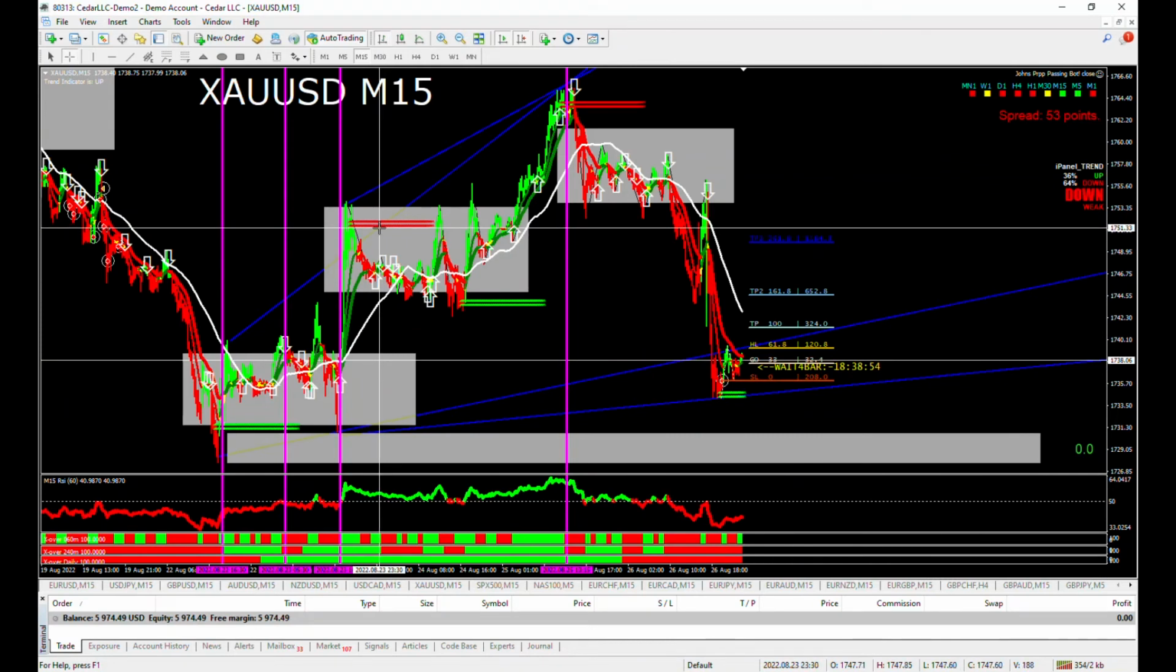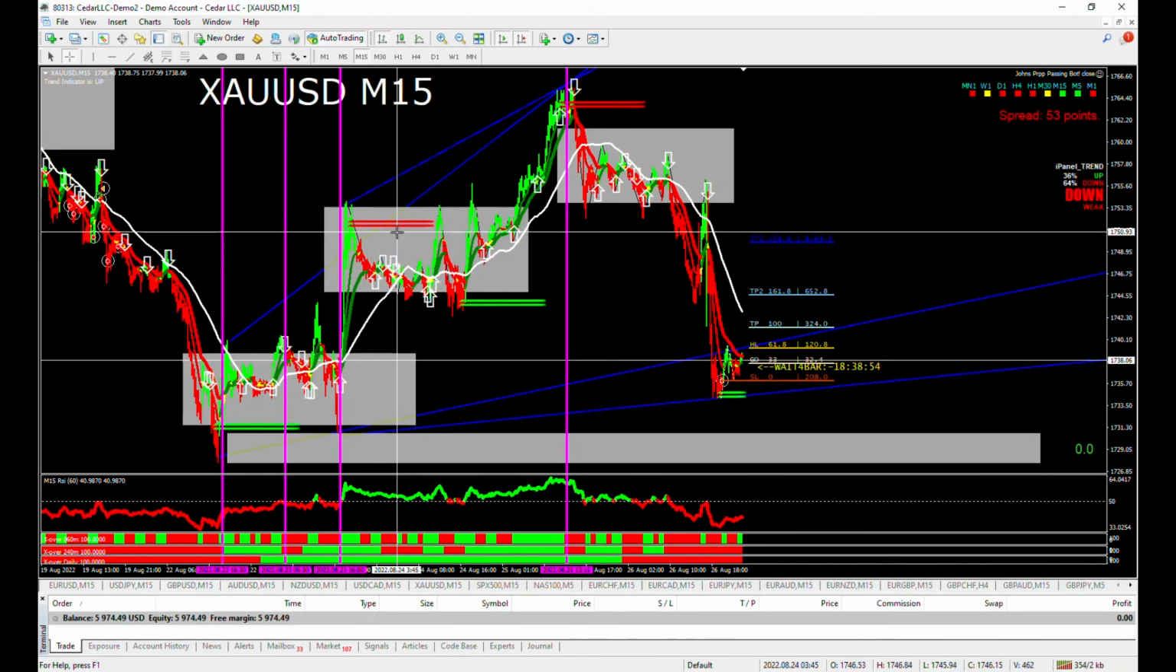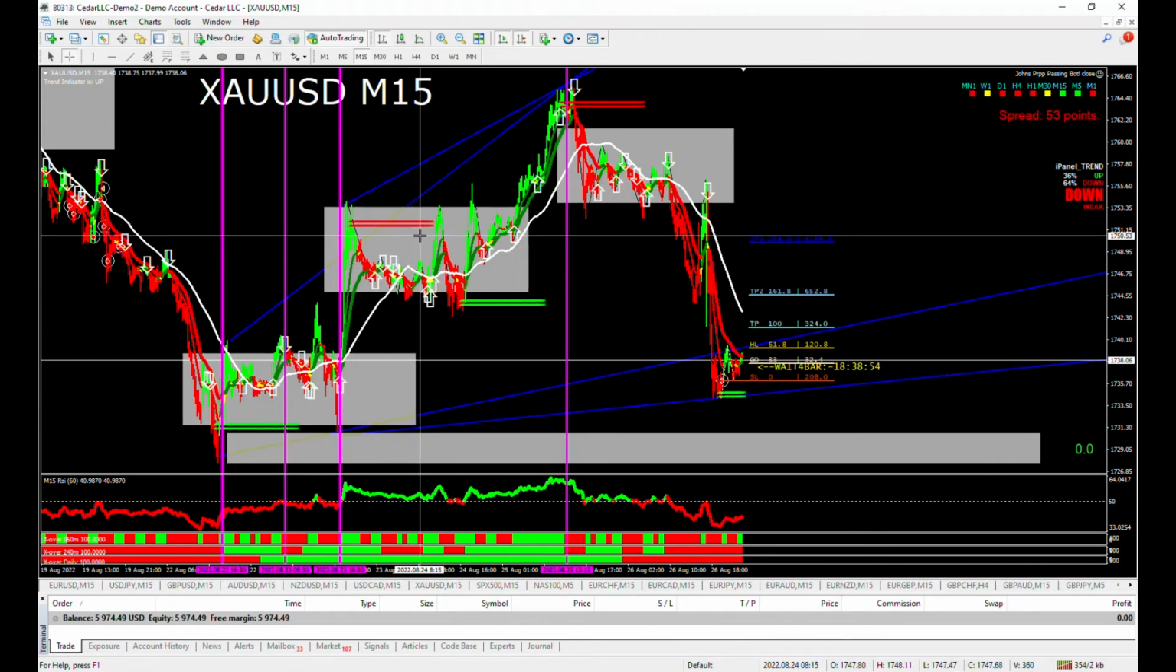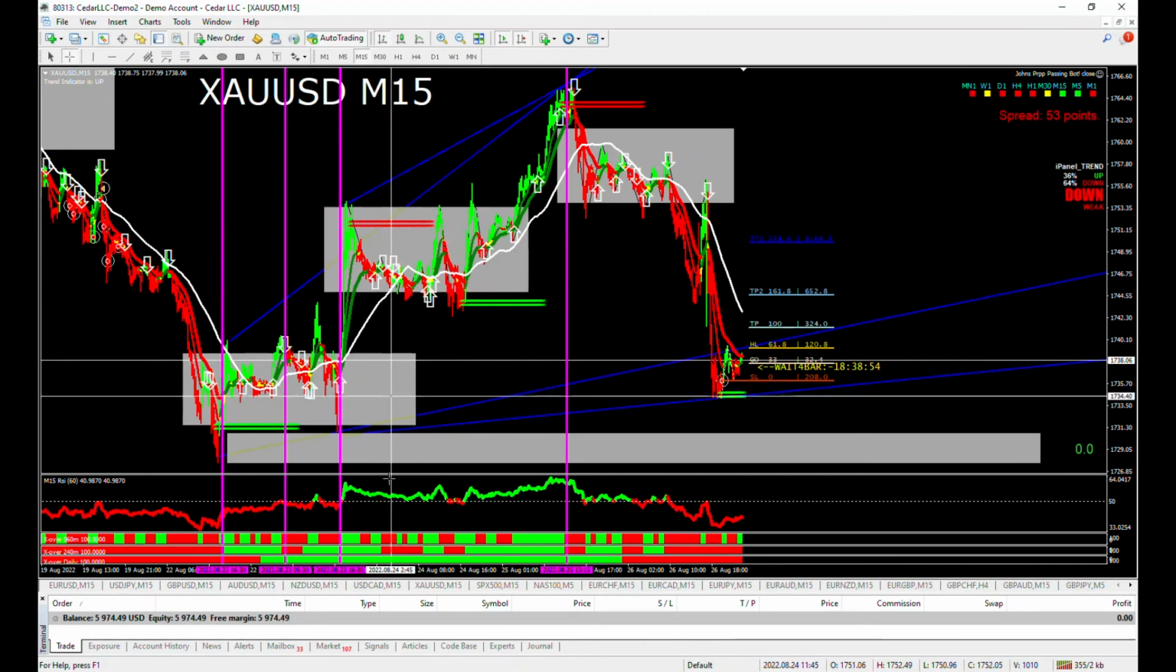Right here, the top two ones are red. Was a good move down right to this point, even down to this point. But once those two weren't lined up, that's the time to get out. And then once we get them all three green, that's the strongest move up there is. Up it goes. RSI is green too.